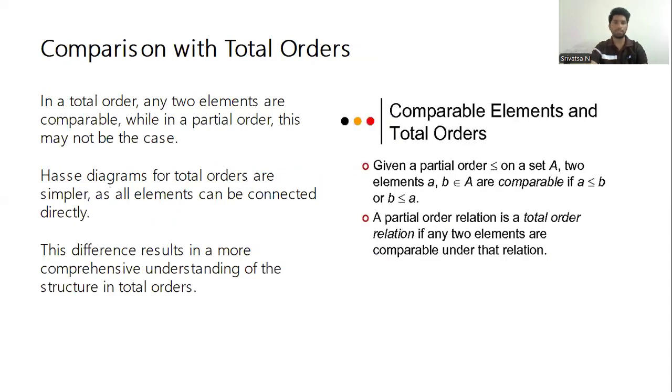Comparison with total orders. In a total order, any two elements are comparable, while in a partial order, this may not be the case. Hasse diagrams for total orders are simpler as all elements can be connected directly. This difference results in a more comprehensive understanding of the structure in total orders.